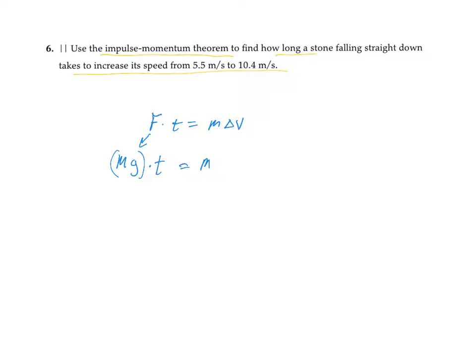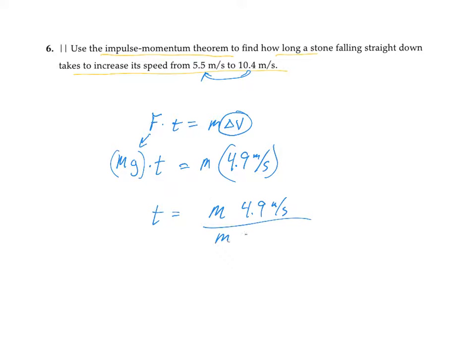10.4 minus 5.5 is a 4.9 meter per second change, right? It's change in velocity. I just subtracted these two numbers to get that 4.9. If we want to get time all by itself, we'd have to divide that mg out of there. So this is mass times 4.9 meters per second divided by mg by m.